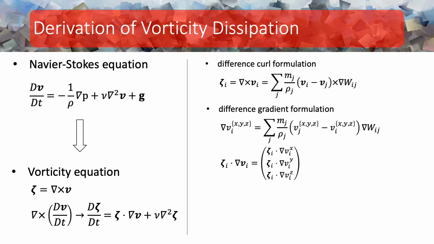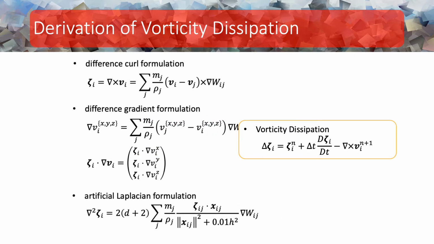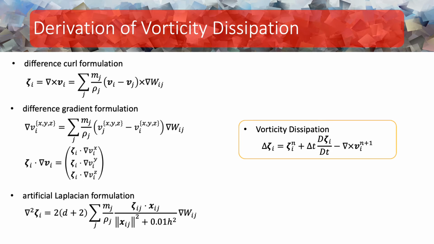Then the dot products are applied between the vorticity of particle I and the gradient of velocity from three dimensions separately. For the computation of Laplacian in the equation, we apply the artificial form described here. The d in this equation represents the number of dimensions of the simulation. With these three parts being calculated, the dissipated vorticity of each particle between two time steps can be expressed explicitly.